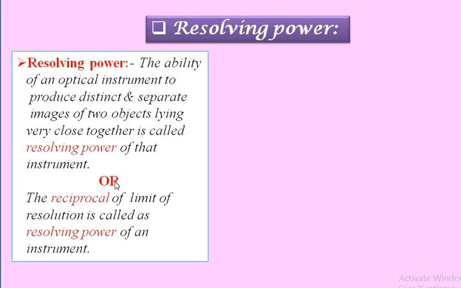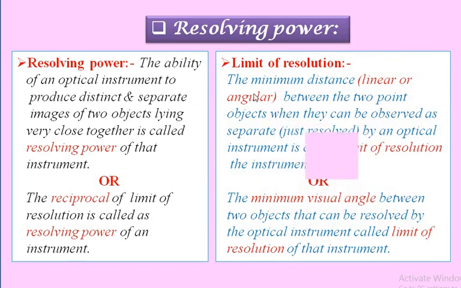Or the simple definition is the reciprocal of the limit of resolution is called the resolving power of the optical instrument. What is meant by the limit of resolution? The definition of the limit of resolution is given by the minimum distance. It may be linear or it may be angular. The minimum distance between the two point objects when they can be observed as separate, that is, just resolved by an optical instrument, is called the limit of resolution of the instrument.